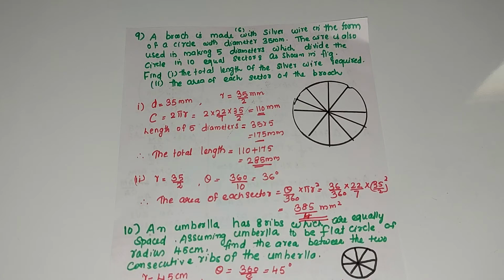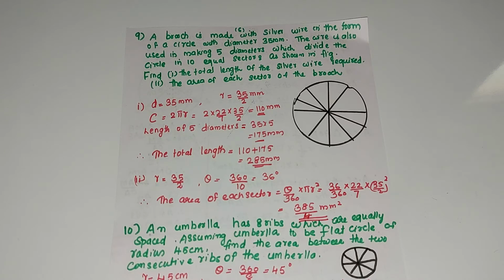Ninth one, a brooch is made with a silver wire in the form of a circle with a diameter of 35 millimeter. The wire is also used in making 5 diameters which divide the circle into 10 equal sectors as shown in the figure. Find the total length of the silver wire required. Find the area of each sector of the brooch.